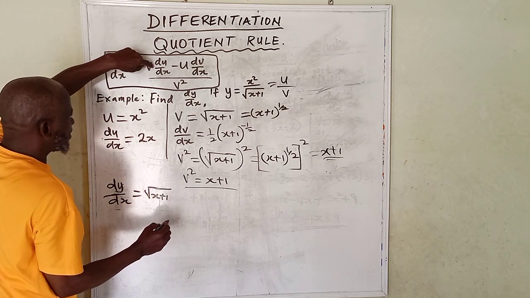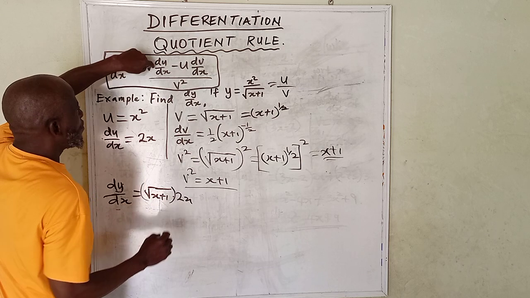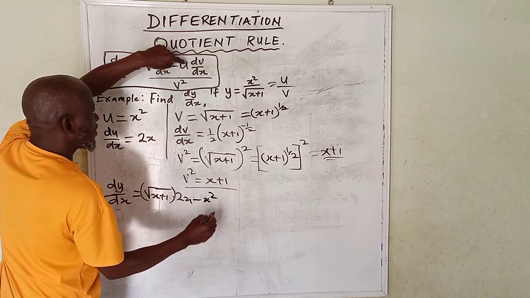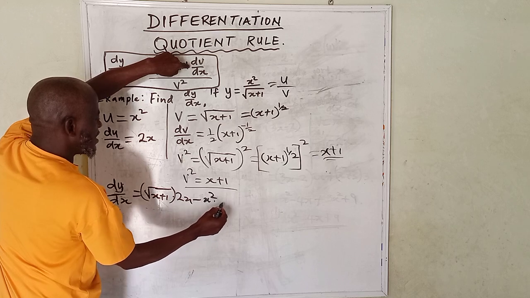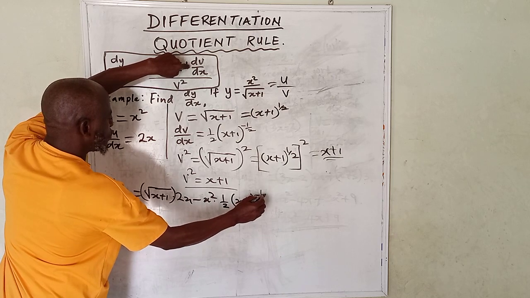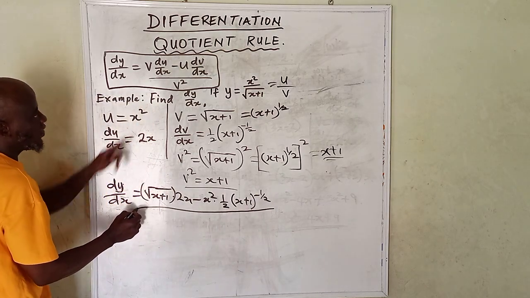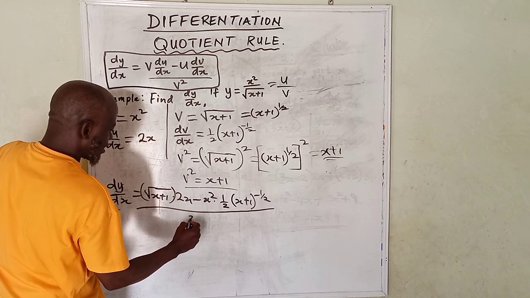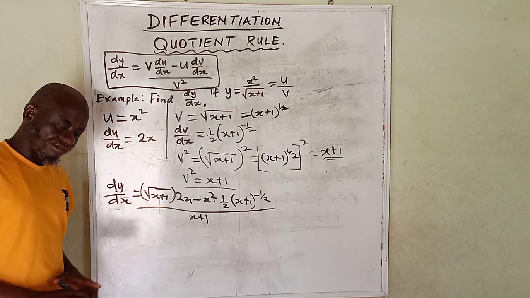Then our du dx is what? du dx is multiplied by 2x. Then minus, then our u is what? s squared. Then our dv dx is what? What is our dv dx? See, our dv dx is half into s plus 1 raised to power minus half. Are we following? Then don't forget, all over what? v squared. Our v squared has been simplified to be this, which is s plus 1. Do you have any question?